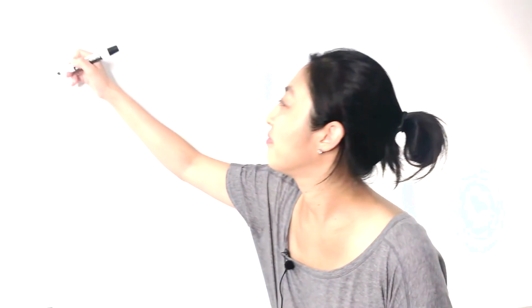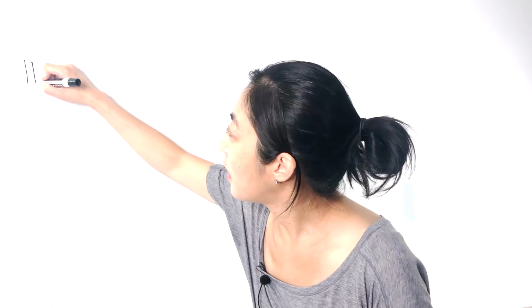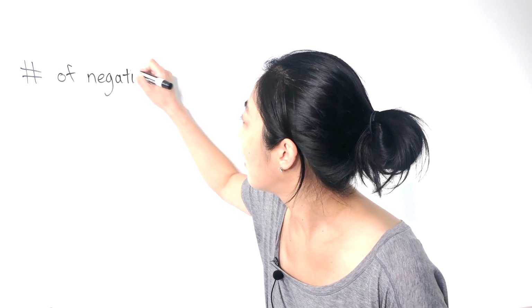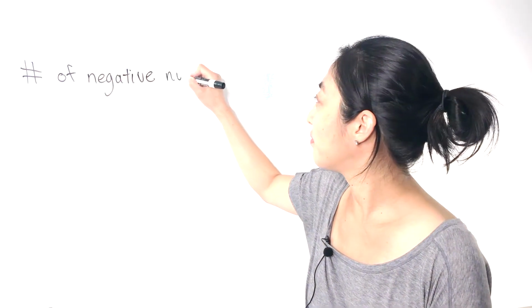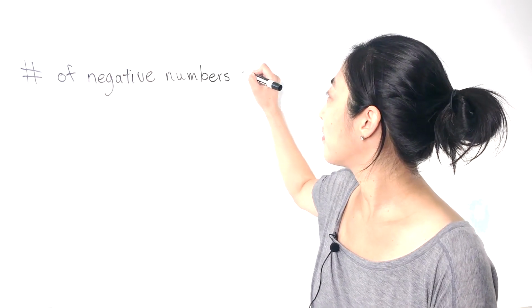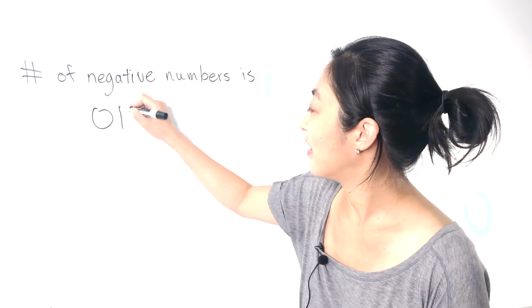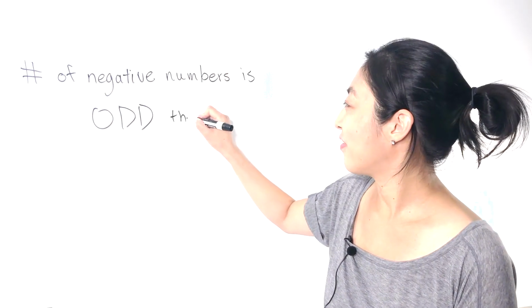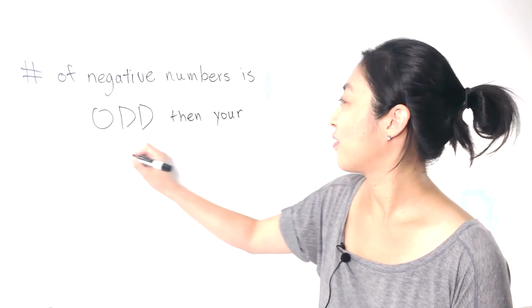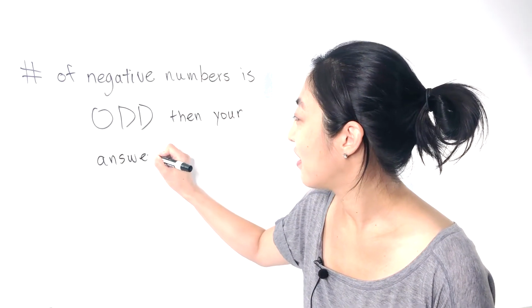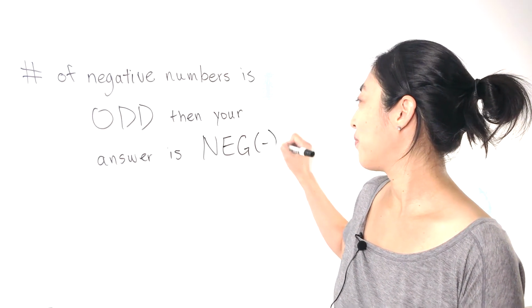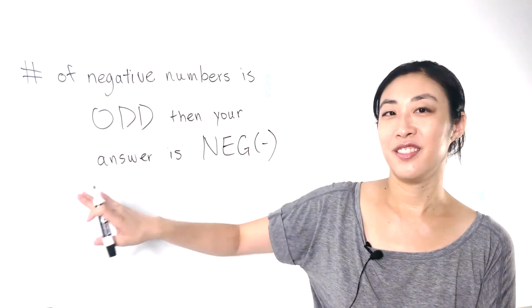If the number of negative numbers is odd, then your answer is negative. So let me break it down for you.